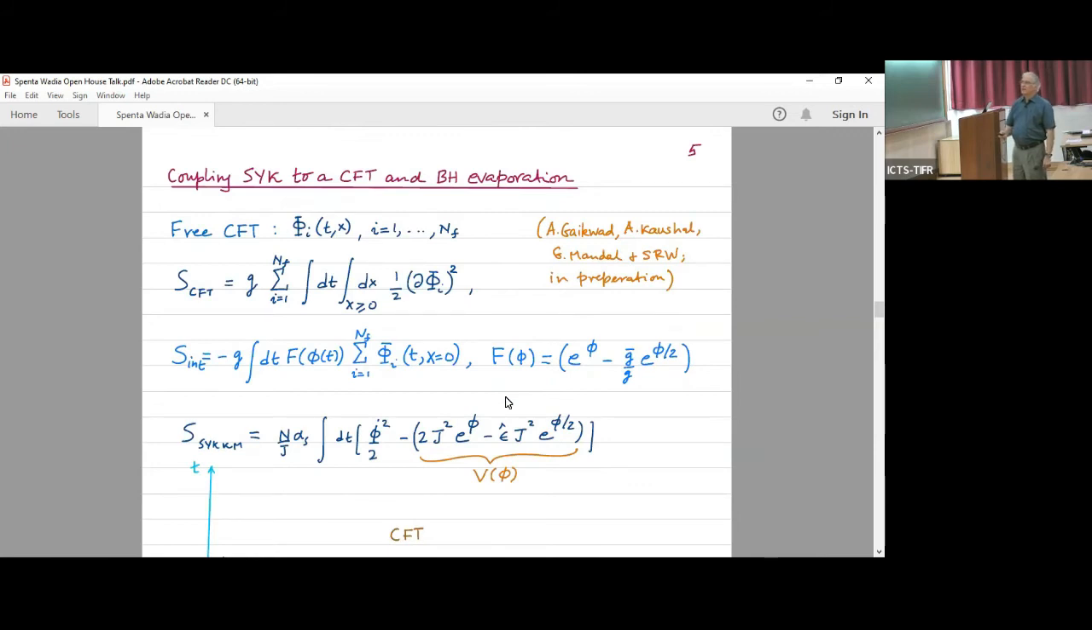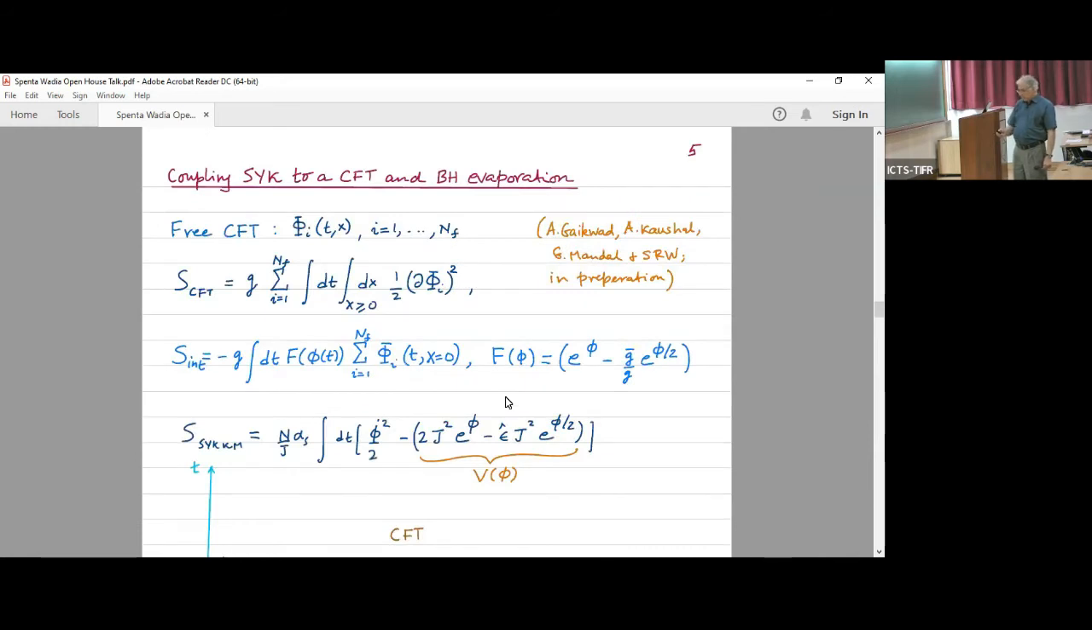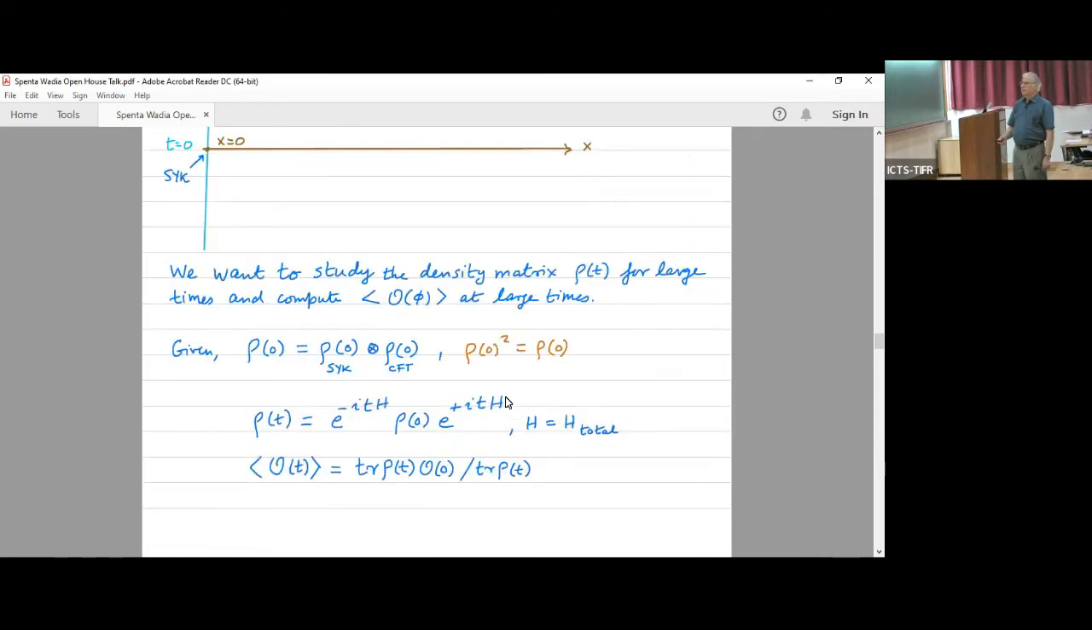So coupling a bath, the conformal field theory to the black hole, this is some work in progress. So basically, what you do is, you have some N_f free scalar fields, and you couple them to this particular operator in the SYK model, and then simply, okay.